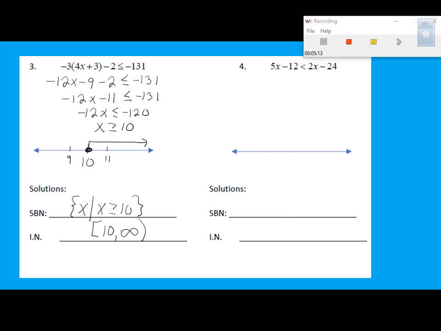Now through number 4 to remind you how to handle a variable on each side. We want to get the variables on the left, the non-variables on the right. So on my number 4, I will subtract away 2x from both sides. So I've got 3x minus 12 is less than negative 24. We're going to add 12 to both sides and get negative 12. I'll divide both sides by 3 and get x is less than negative 4.